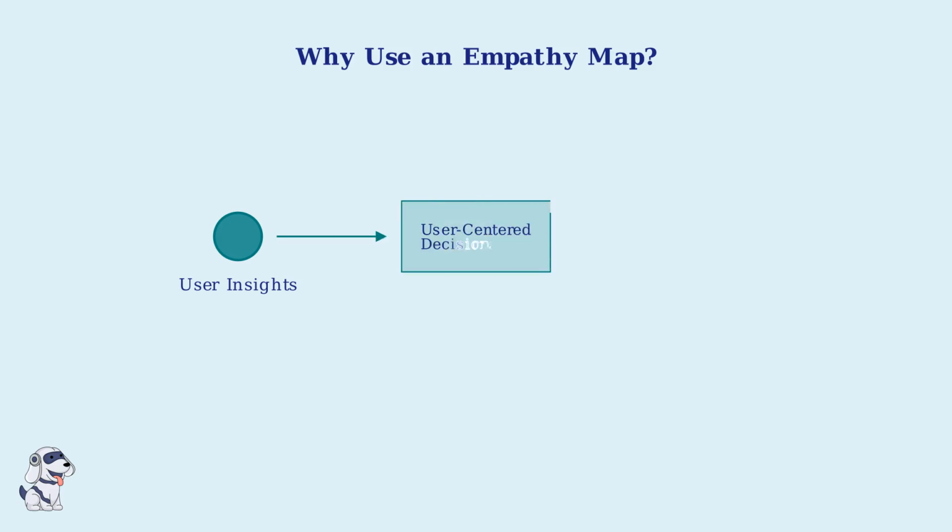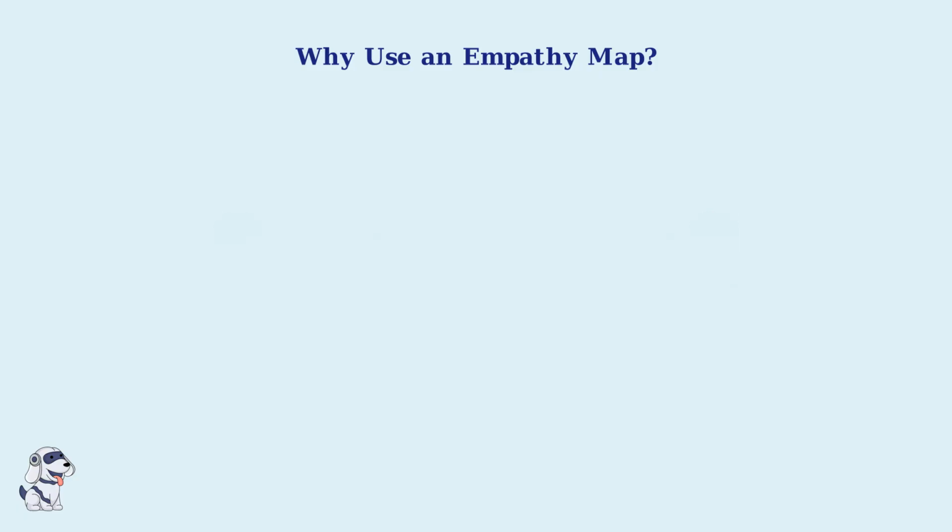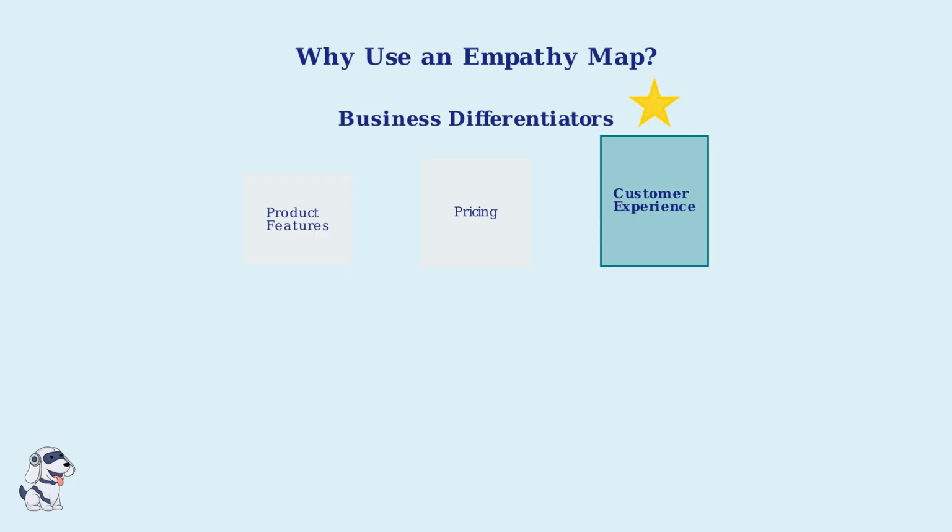User-centered decision-making becomes the foundation of successful products and services. Empathy maps ensure that every choice considers the real needs and experiences of users. In today's competitive landscape, customer experience has become the key differentiator for businesses, surpassing even product features and pricing. Empathy maps help businesses prioritize customer experience by providing deep insights into what customers truly think, feel, and need.